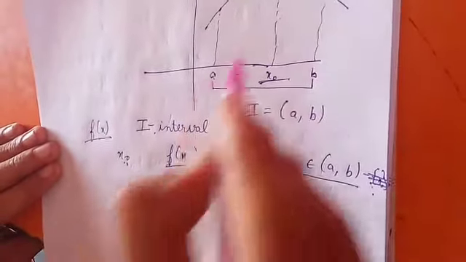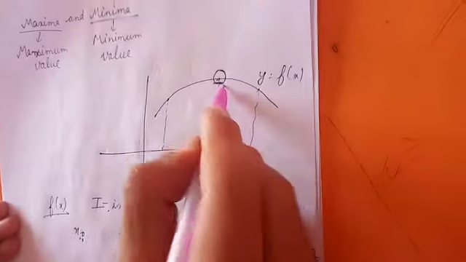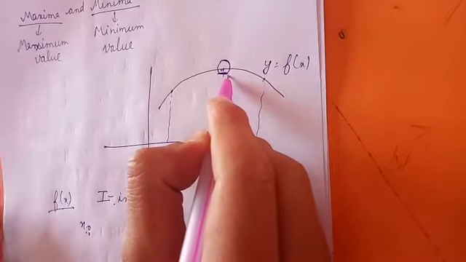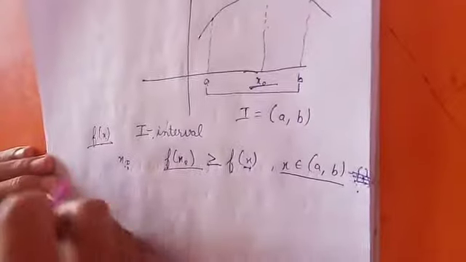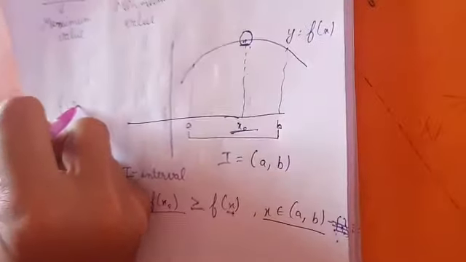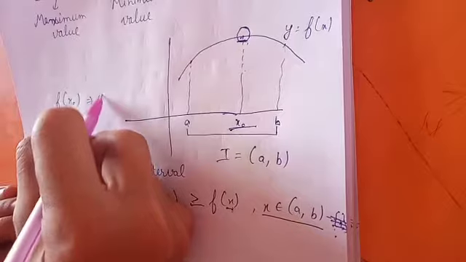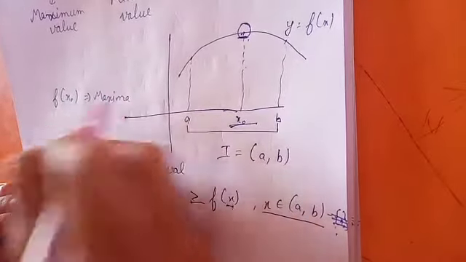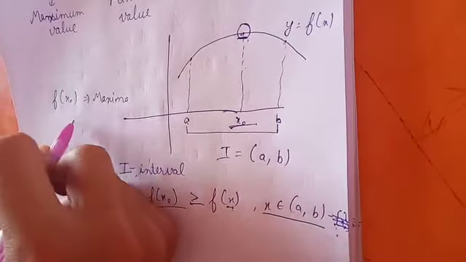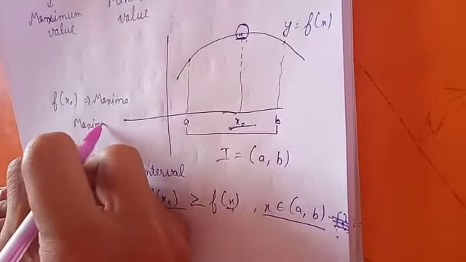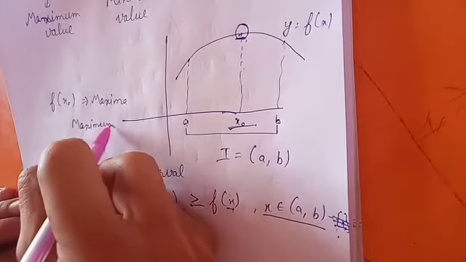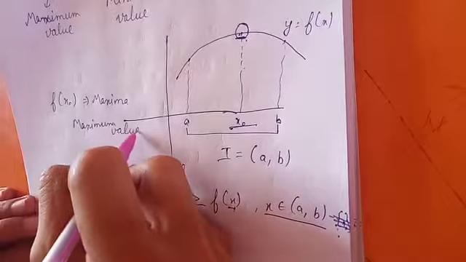So this is our point of maximum value, and the value which we get as f of x naught will be our maxima or maximum value.